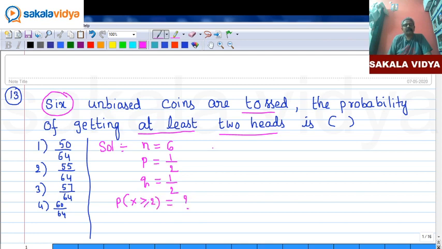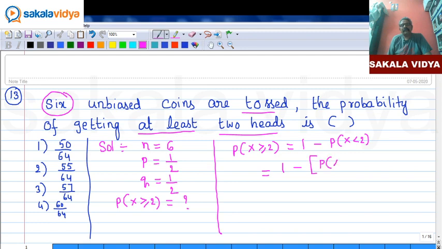This we need to find out. P of x greater than or equal to 2 is equal to 1 minus P of x less than 2. That means 1 minus [P of x equal to 0 plus P of x equal to 1]. Because in a binomial distribution, the range is 0, 1, 2, 3 and so on. X less than 2, strictly 2 is not included, so 0 and 1. So let us find out.